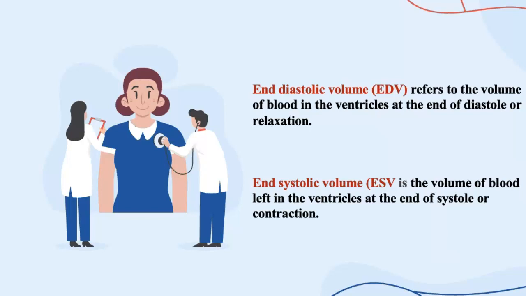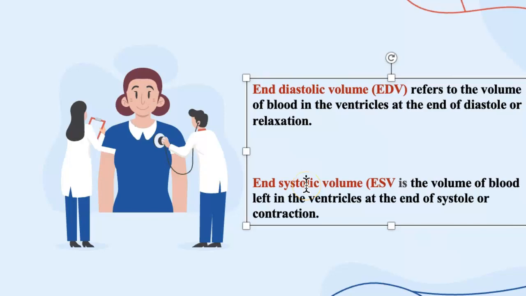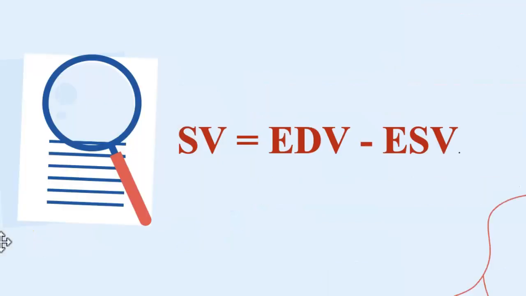Before we dive into stroke volume, let's understand some key terms. End-diastolic volume, EDV, refers to the volume of blood in the ventricles at the end of diastole, or relaxation. End-systolic volume, ESV, on the other hand, is the volume of blood left in the ventricles at the end of systole, or contraction. Stroke volume is the difference between EDV and ESV, indicating the volume of blood ejected from the ventricle with each heartbeat. So SV equals EDV minus ESV.